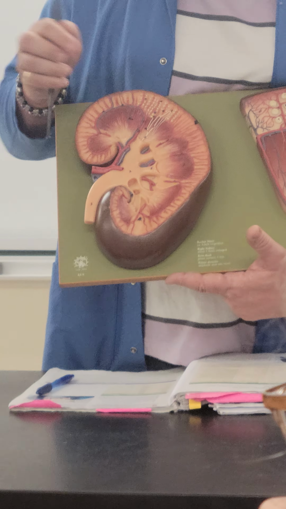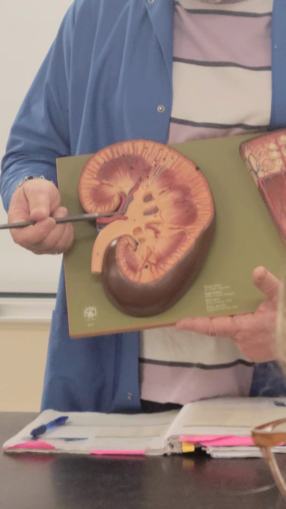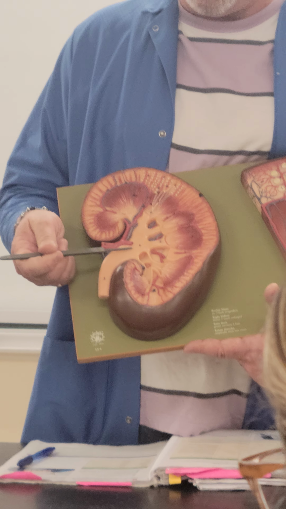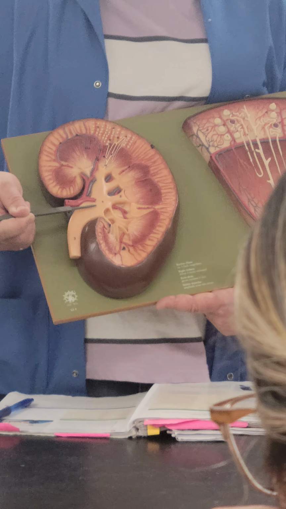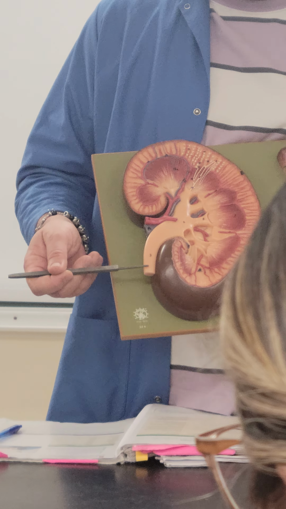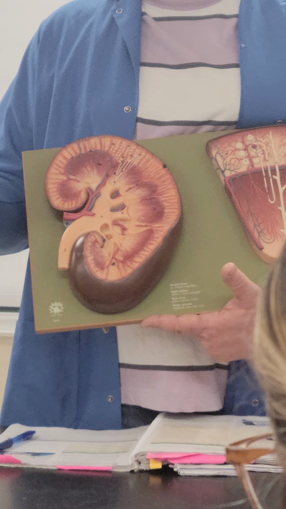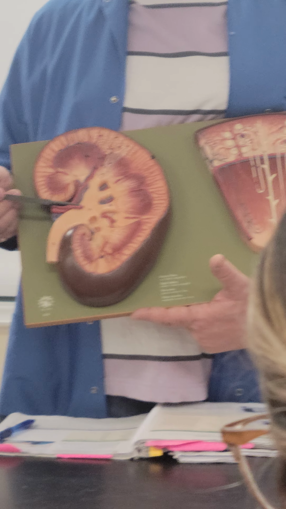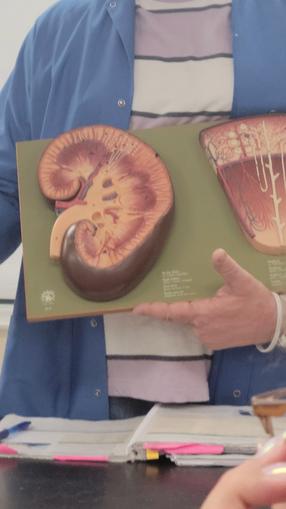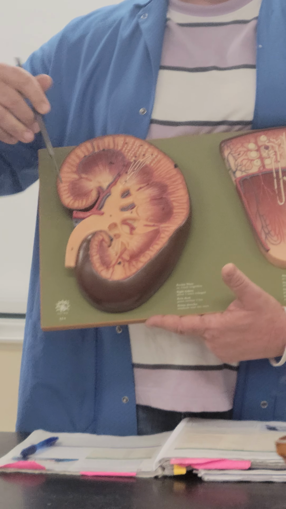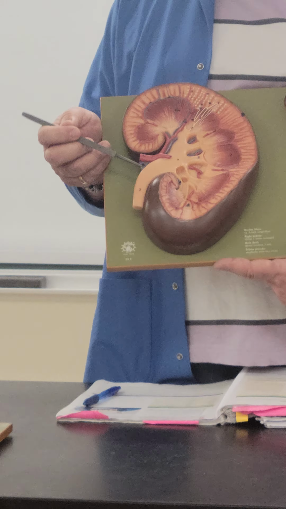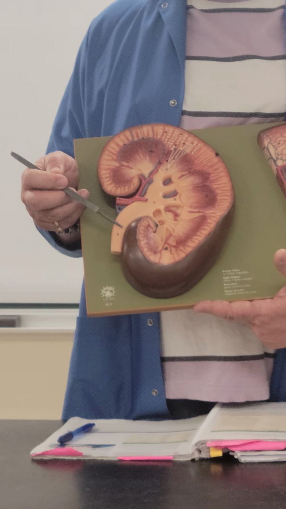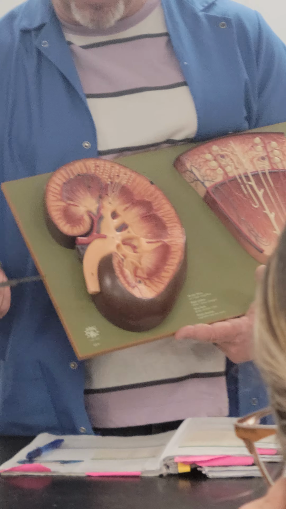Those major calyces come together to form the renal pelvis. The renal pelvis is right in this area here. All right? And then the renal pelvis leads to the ureter, which is here. The ureter is the tube that takes the urine from our kidney to our bladder. The urethra is the tube that takes the urine from the bladder to the environment. All right? So the ureter is the first big tube, and that's right there. If I'm going to ask you to identify the ureter, you're going to see it somewhere down here.